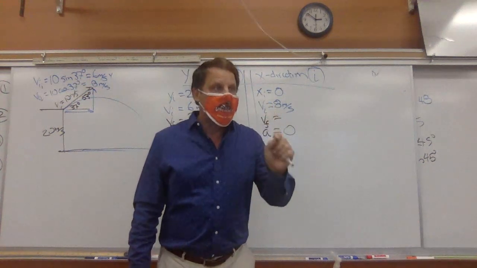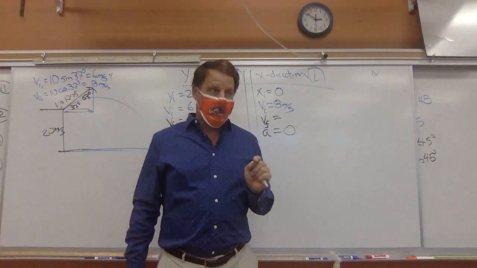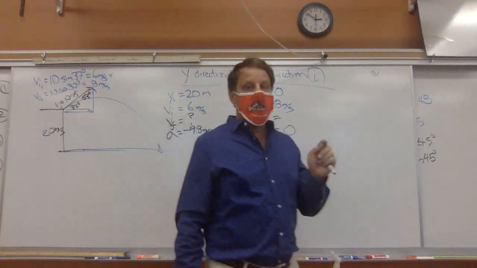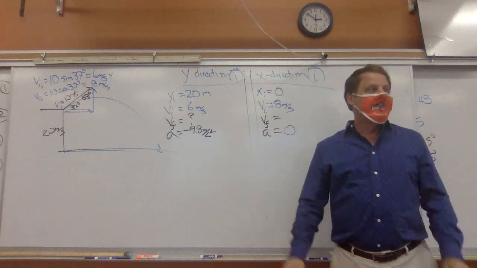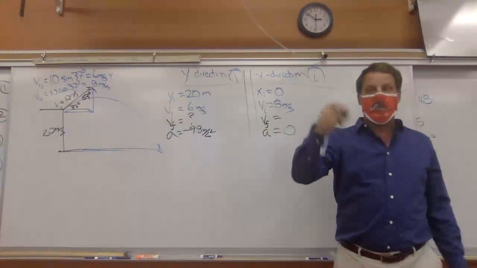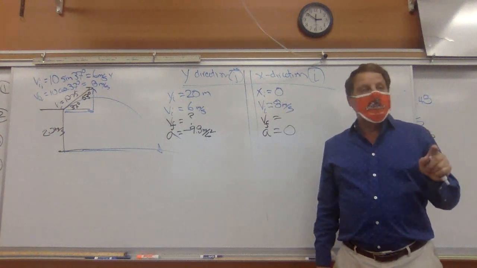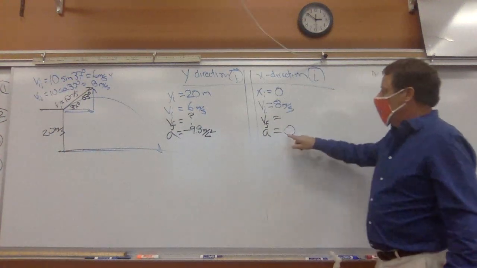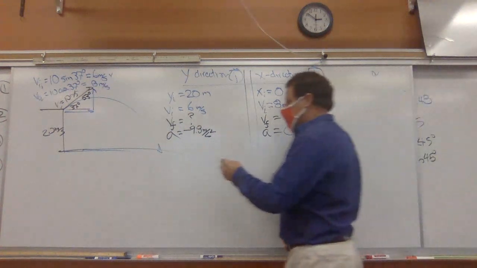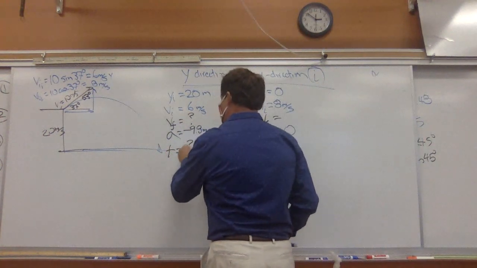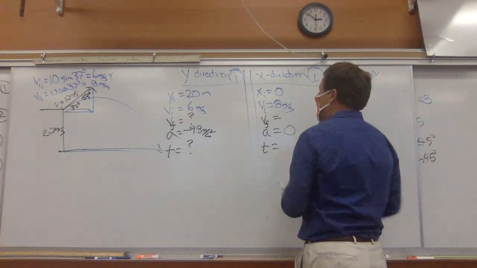Now, actually, there would be some negative acceleration that is due to air resistance. Okay, but it's very complicated because that air resistance is proportional to velocity. So as it goes faster and faster, that acceleration goes up. So for now, we are going to ignore air resistance. So that means there is zero acceleration. All right, and now we don't know the time.